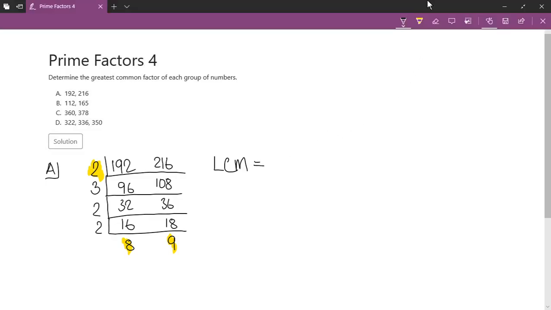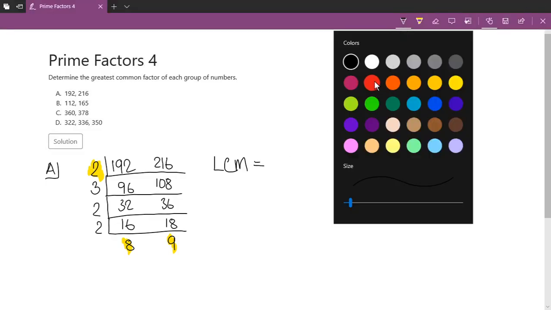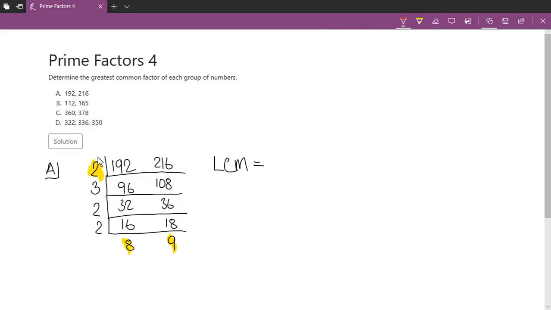And the trick here is, I'm going to change color here. The trick is to take all of the numbers along the left edge here, multiply them together, and then take all of the numbers along the bottom here and multiply those together as well. So you can think of it as lowest common multiple starts with the letter L, and the numbers that you're taking and multiplying create a shape like an L, right?